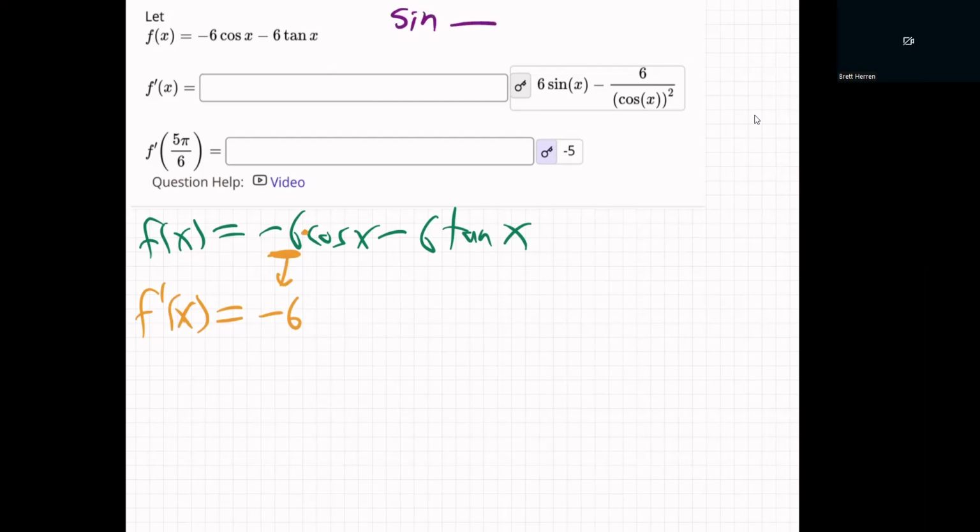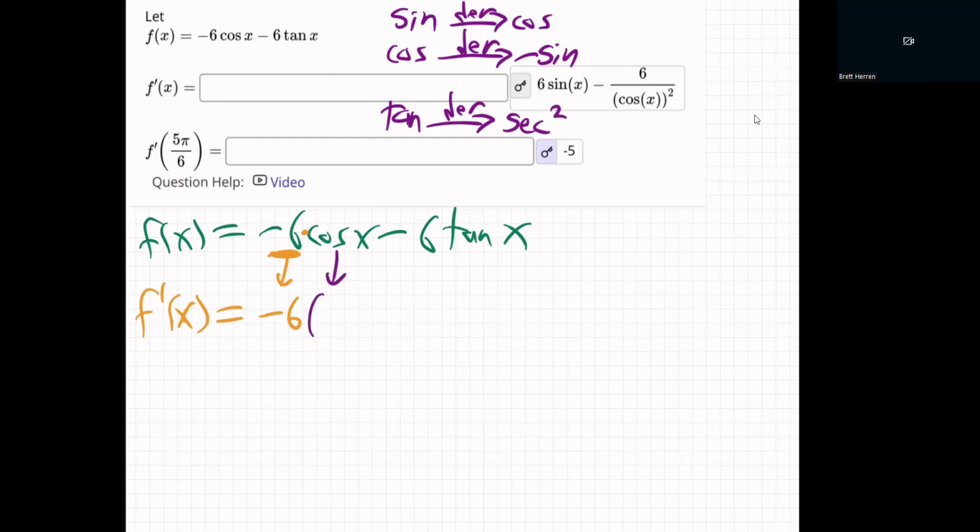The derivative of sine is cosine, and the derivative of cosine is negative sine. Derivative of tangent is secant squared. So the derivative of cosine, negative sine of x, minus 6, this just comes down. And then the derivative of tangent is secant squared of x, like that.